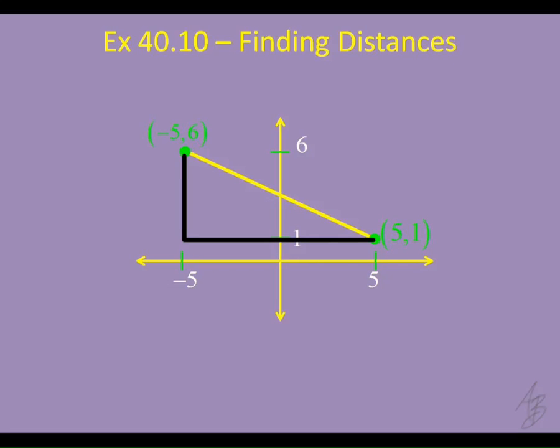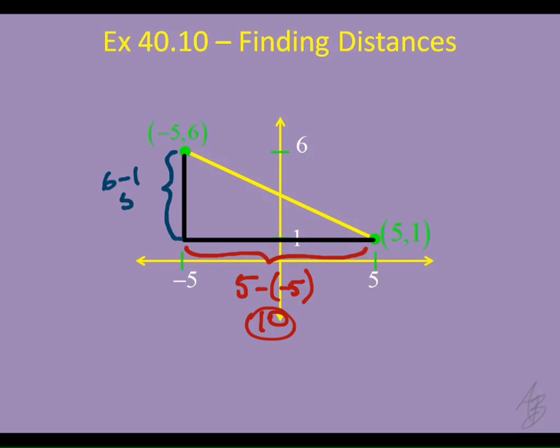Okay, so we found the distance along the x-axis, and that distance was what? It was 10. Where do we see that distance of 10 in this picture? That right there, right? So that distance was 5 minus -5, which is 10. Okay, how about the 5? Where do we see that 5 in this picture? On that left side over there, right? So this vertical line here is going to have a length or a distance of 6 minus 1, which is 5.